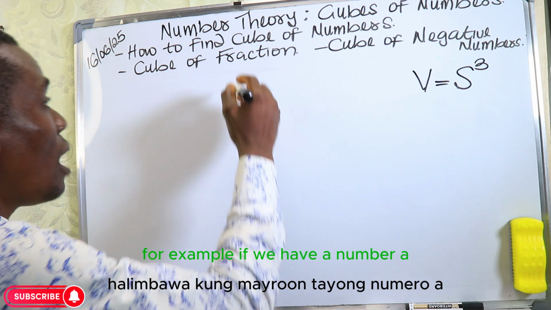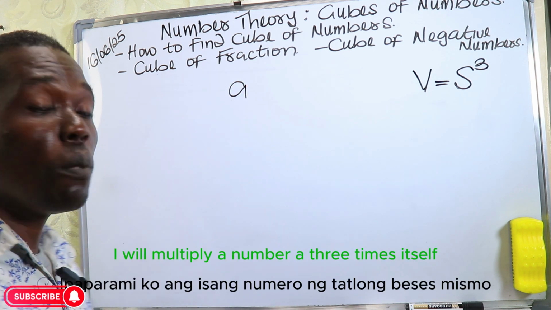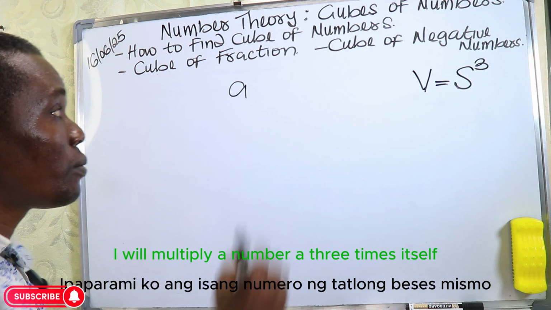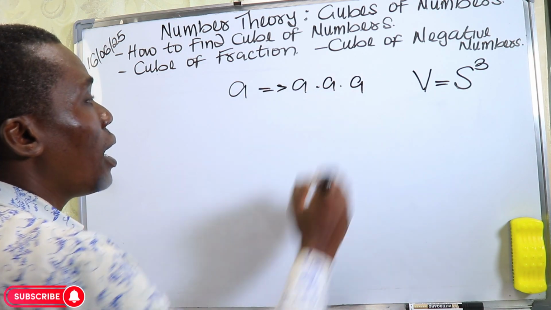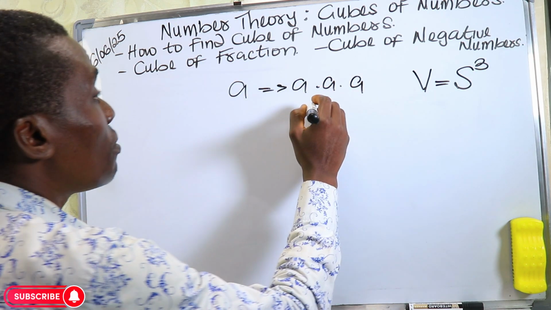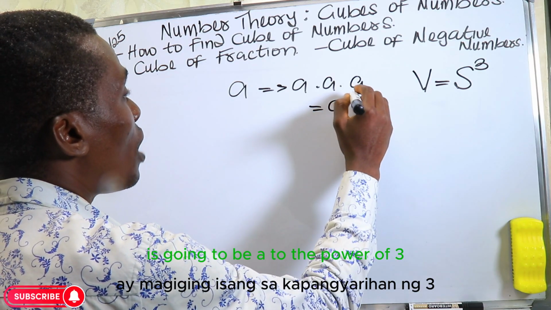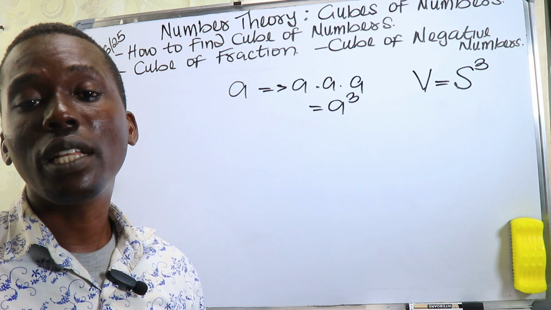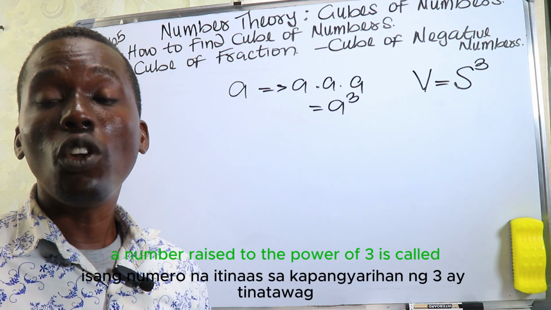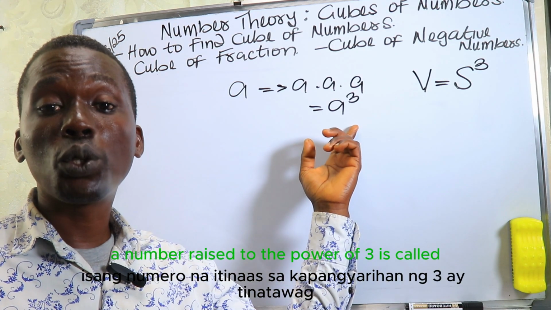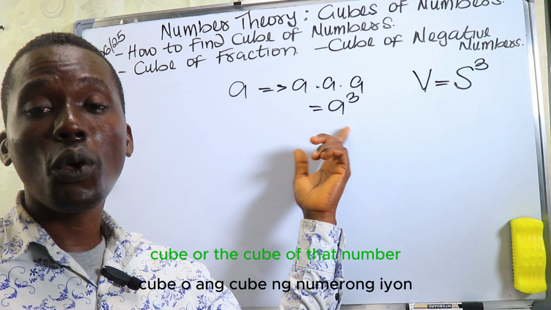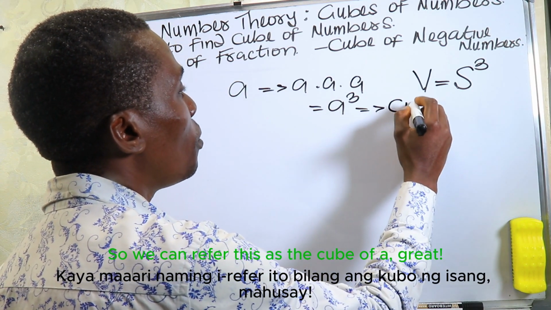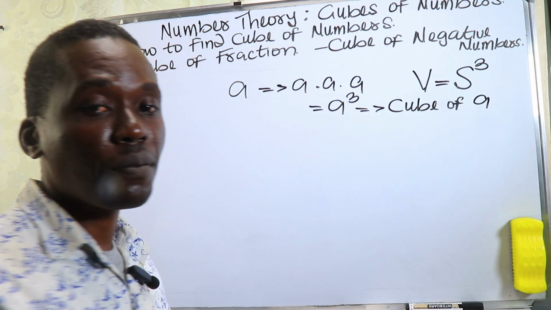Now let's look at a good example. If we have a number a, and I multiply a by a by a, the value it is going to give us is a to the power of 3. That is the cube of that number. In other words, a number raised to the power of 3 is called the cube of that number. So we can refer to this as the cube of a.